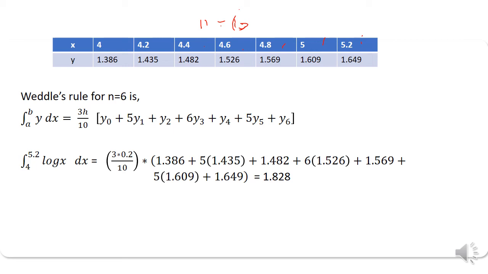By substituting these values in the function log x, we'll get the respective y values y0, y1, y2, y3, y4, y5, y6. Weddle's rule for n equal to 6 is, write the formula for n equal to 6. Substitute the respective values, that is y0, y1, y2, y3, y4, y5 and y6 in the given formula. We'll get the integral value equal to 1.828.